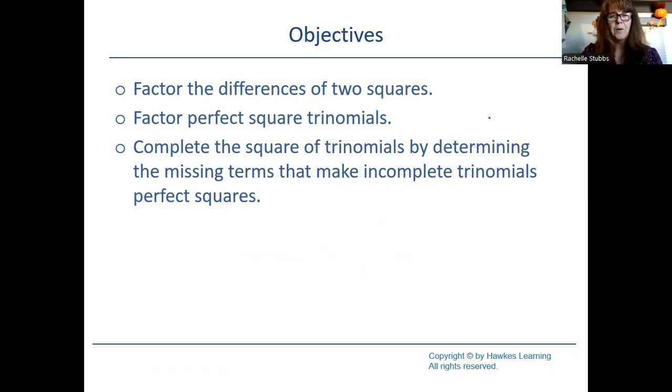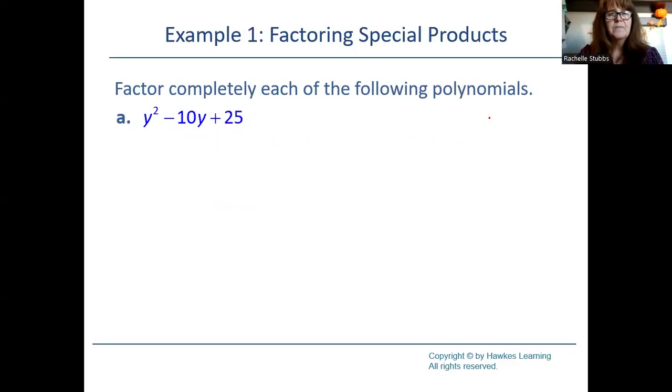And then the second one is perfect square trinomials. That's where I have two binomials when I've completed the factoring that are exactly the same. And then we'll work a little bit on completing the square. We don't focus on that too much in this class just because we're going to focus more on that in 1050. All right, so here I have a polynomial.